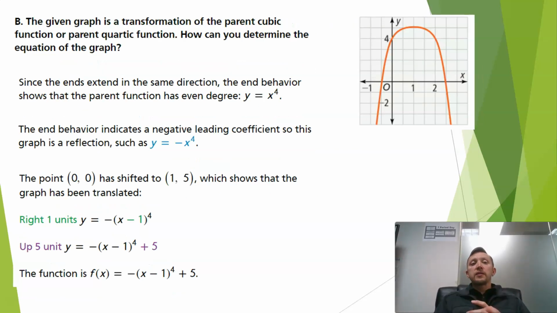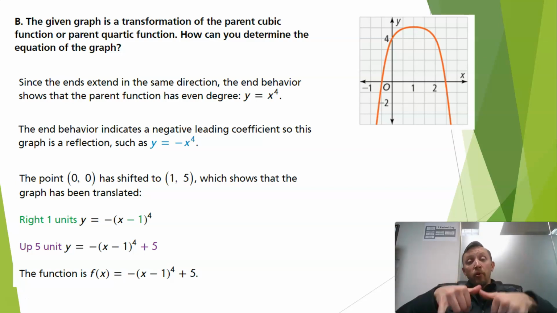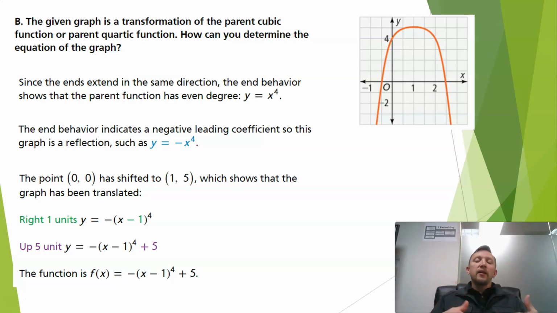So this one, it says the given graph is a transformation of the parent cubic function or parent quartic function. How can you determine the equation of the graph? So again, we're trying to find what the equation of the graph would be. So we could see that both ends of the graph are going the same direction. So it has to be an even power function, which again, they're giving us the choices of a cubic or a quartic. So the only option is it has to be a quartic. So it has to be in the form y equals x to the 4th power.